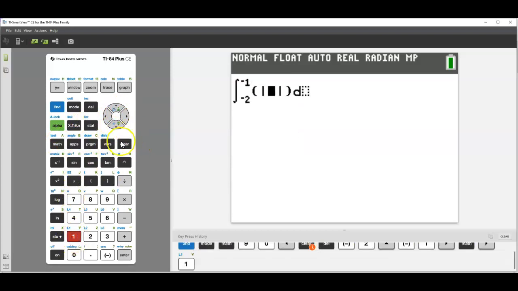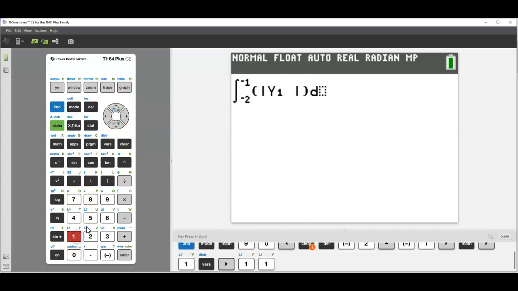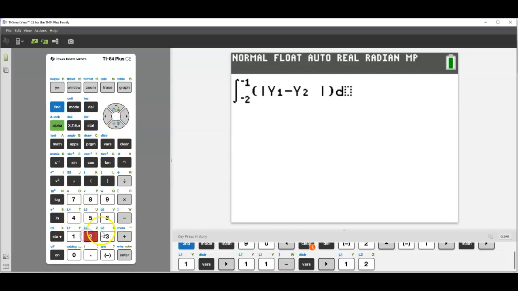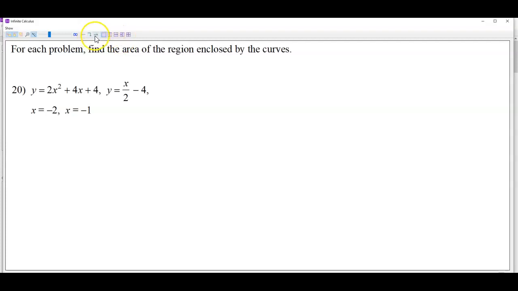Absolute value in there, right? We don't care about the order. Right. And then we're going to put a dx right here, and there's the area between the curves. Okay. Not too bad, right? Pretty straightforward. All right, let's go ahead and take a look at our next question here.